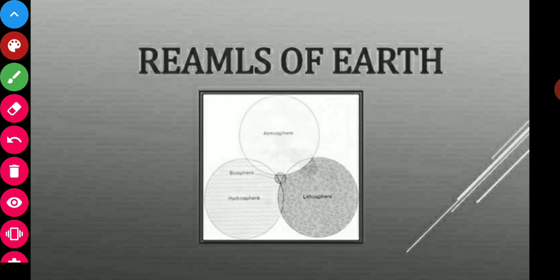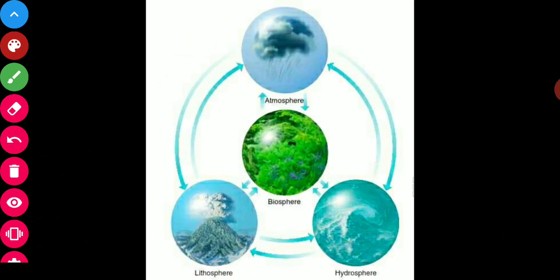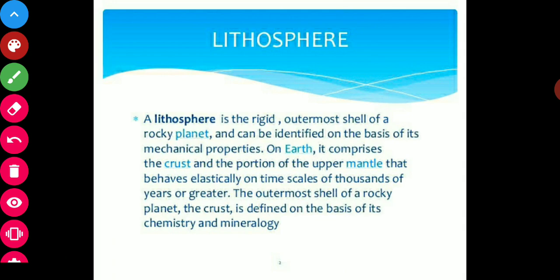So we can say that there are four realms of the earth. The four realms of the earth are the lithosphere, the hydrosphere, the atmosphere and the biosphere. Now we will discuss these four realms of the earth one by one. Lithosphere.